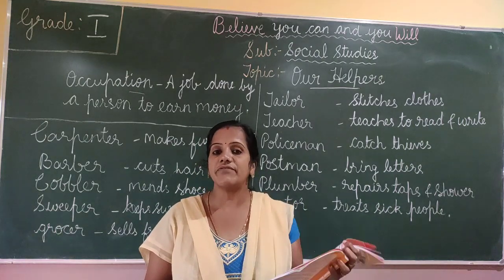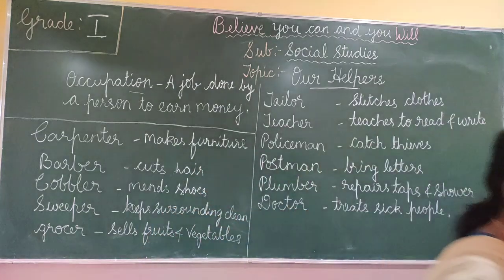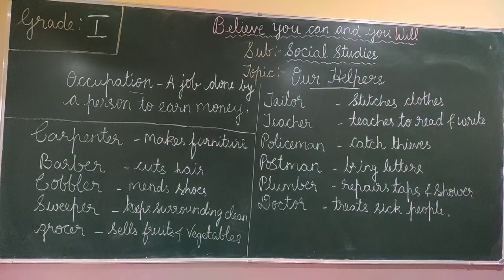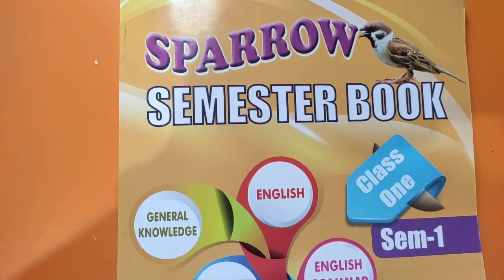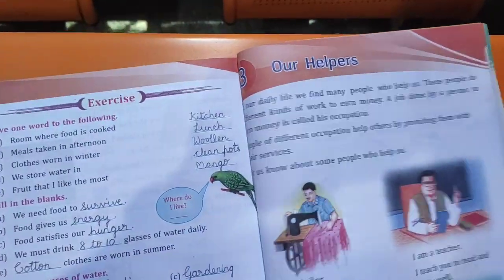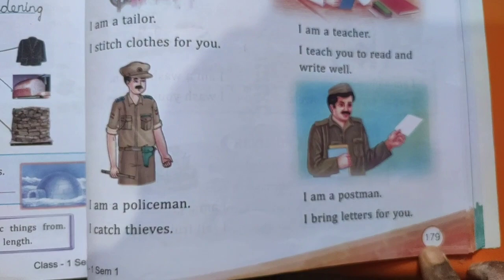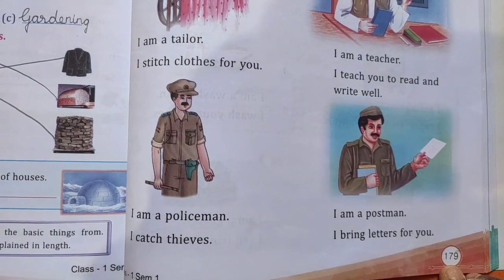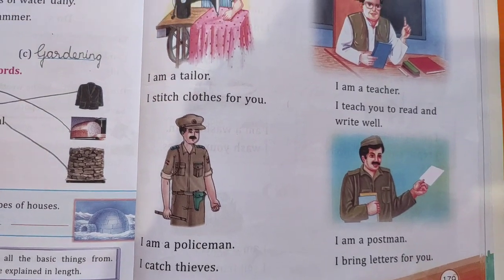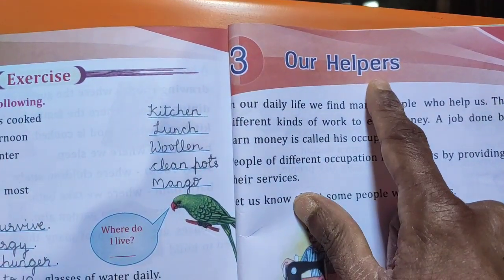Children, everyone open your textbook. Open your Sparrow Sem 1 textbook. Lesson number 3, Helpers. It's on page number 179.